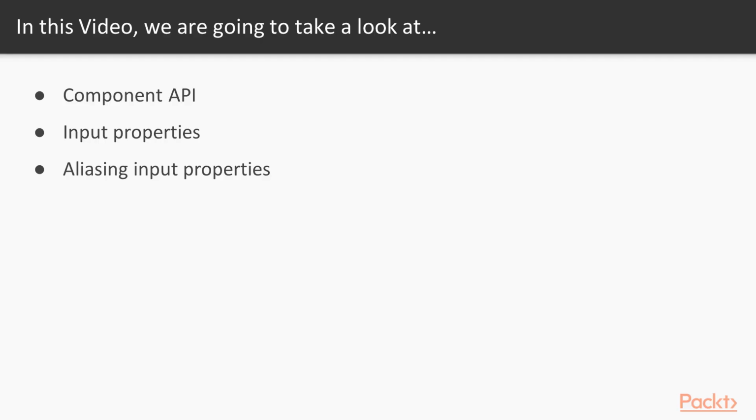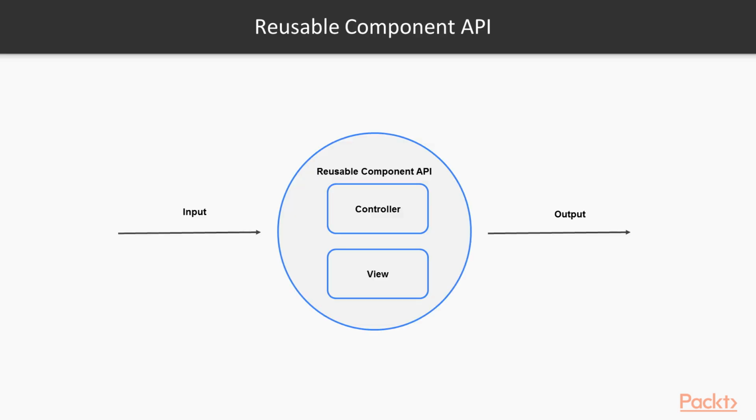In this video, we will see how to build a reusable component API and how to let a component read data from other components by adding input properties, and how to alias the input properties. So what is a reusable component API? In order to make a component more reusable, we need to add input and output properties to it. We use the input property to pass data or state to the component, and we use the output property to raise events from this custom component. And that's what forms the custom component API.